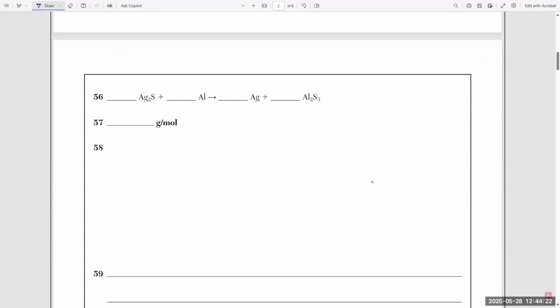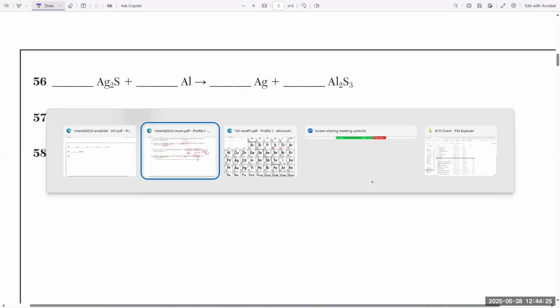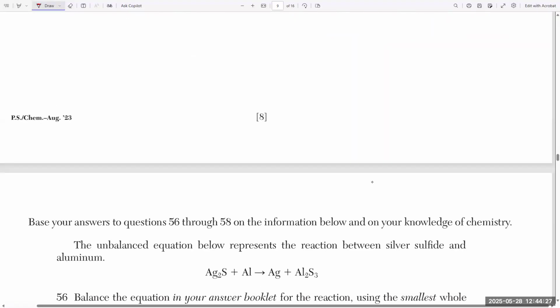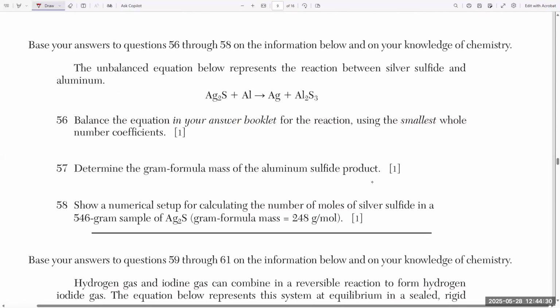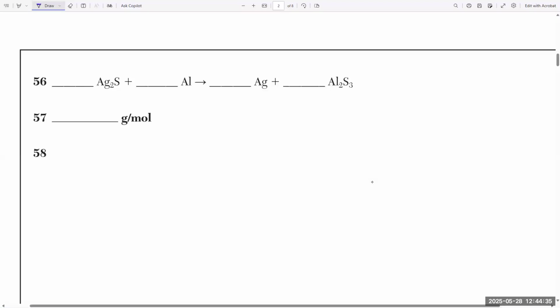I'm guessing already that for 56, they just want you to balance this thing, but let's just go double check. 56. Balance the equation in your answer booklet for each reaction using the smallest whole number coefficients. Let's go. So looking at this, what do we understand? We got two aluminums on the right side and we have blank on the left side. But remember, stuff like aluminum here and silver here, I'm going to save that till the end, right? Because I'm going to work with somebody else first. So going over here, let's look at and balance the sulfur first, right? So we got 3 sulfurs on this side. So we're going to have to balance that by putting 3 on the other side.